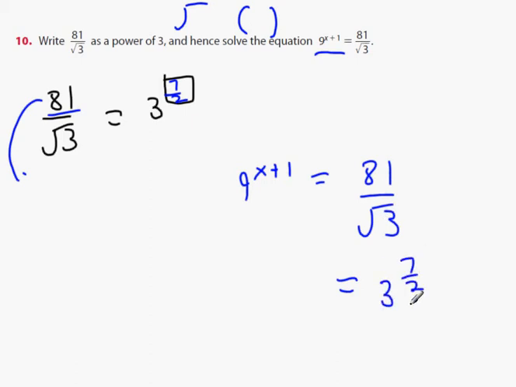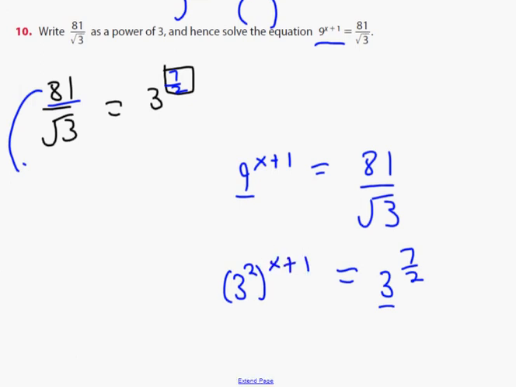Now, that's a 3 and that's a 9. What do we need to do to the 9? 3 to the power of 2. 3 squared. What's the rule on the left-hand side? Multiply. And what do you get? 3 to the power of 2x plus 2.